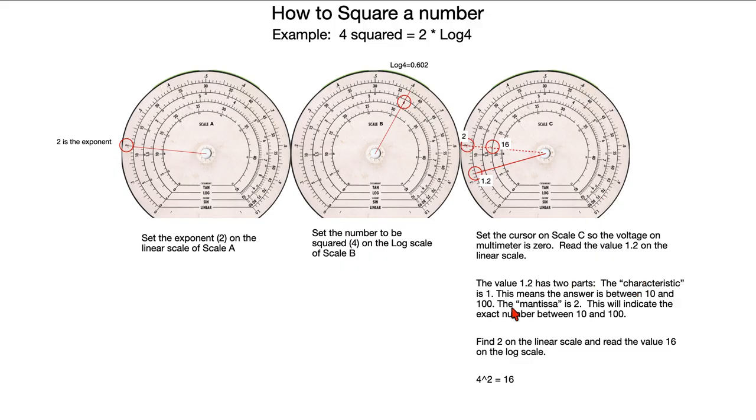So in this case, the characteristic is 1, and what that means is the answer is between 10 and 100. The mantissa is 2, and that tells you exactly what the number is between 10 and 100. So now what you do is you take that 2 and put it on the linear scale, and you read back to the log scale, and that indicates 16, which is the answer, right? So 4 squared, or 4 times 4, is 16.